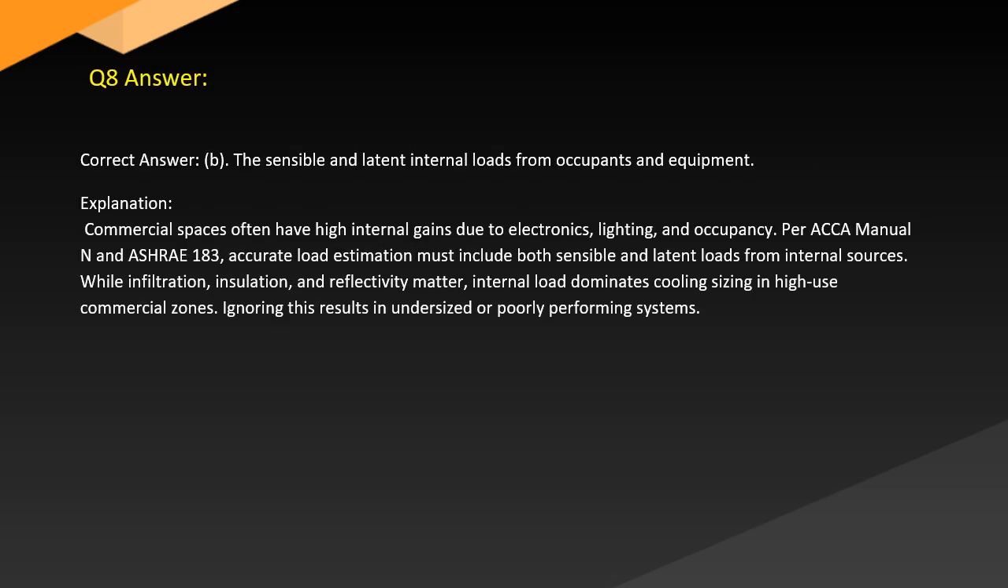Answer. Correct answer: B. The sensible and latent internal loads from occupants and equipment. Explanation. Commercial spaces often have high internal gains due to electronics, lighting, and occupancy. Per ACCA Manual N and ASHRAE 183, accurate load estimation must include both sensible and latent loads from internal sources. While infiltration, insulation, and reflectivity matter, internal load dominates cooling sizing in high commercial zones. Ignoring this results in undersized or poorly performing systems.